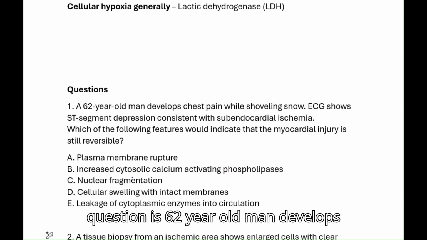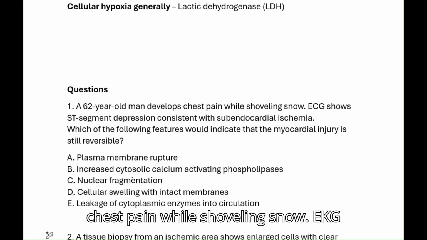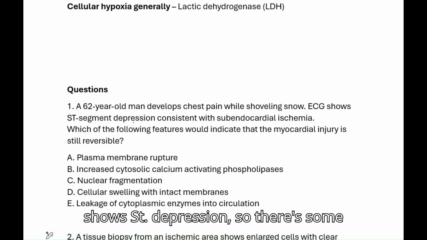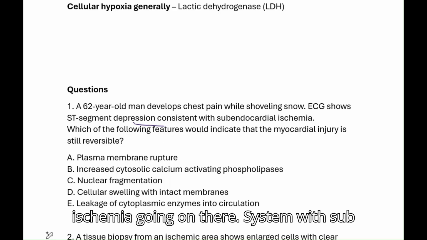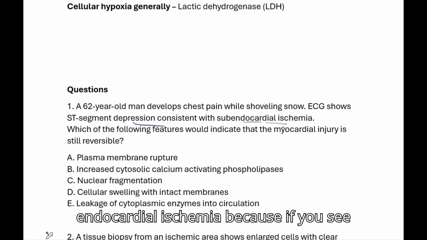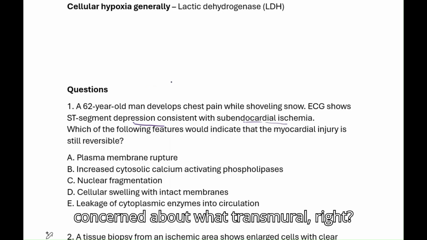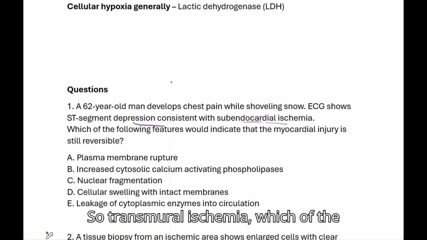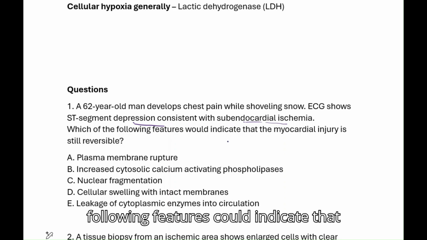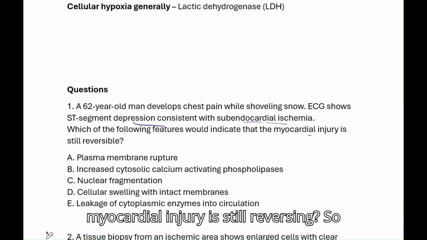So the first question: a 62-year-old man develops chest pain while shoveling snow. EKG shows ST depression. So there's some ischemia going on there, consistent with subendocardial ischemia. Because if you see ST elevation, then you're going to be concerned about what? Transmural ischemia. Which of the following features could indicate that myocardial injury is still reversible?